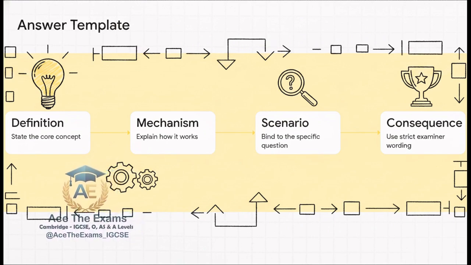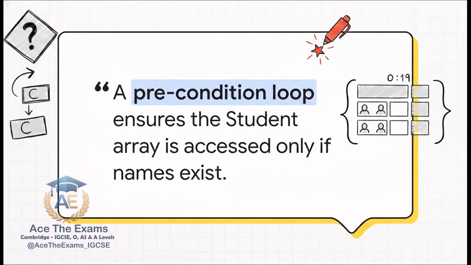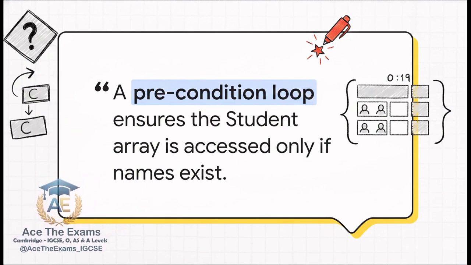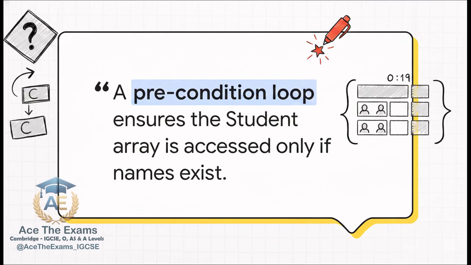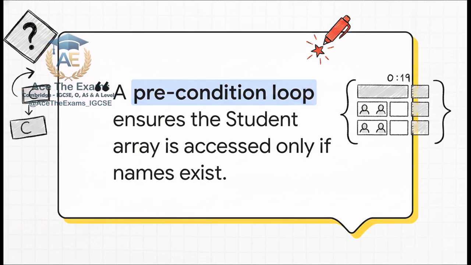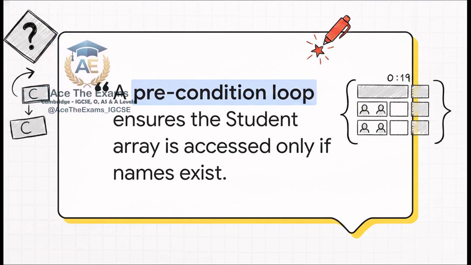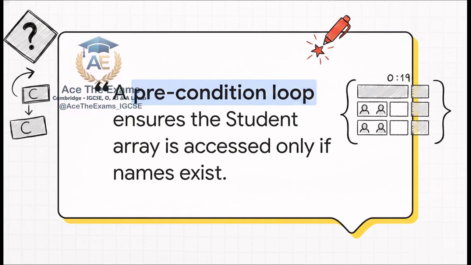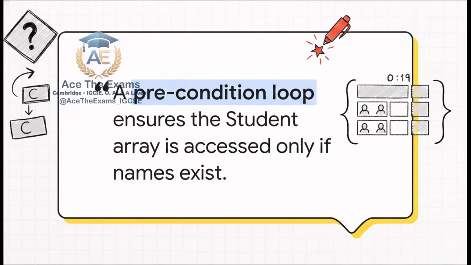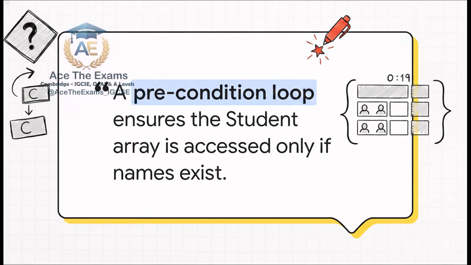Let's actually see this template in action. Boom! Here is your upgraded top band answer. "A precondition loop tests the counter variable at the start to ensure the student's 0 to 19 array is only accessed if names exist." Just look at the massive difference there. We name the specific loop type, we name the specific counter variable, we included the exact array name and its constraints, student 0 to 19, and we clearly explain the algorithmic consequence. It ensures the array is only accessed if names actually exist, completely avoiding a crash. Guys, that is exactly what the examiner's red pen is searching for.